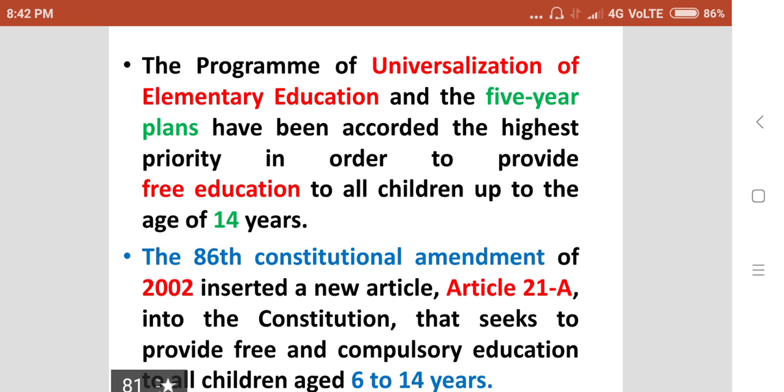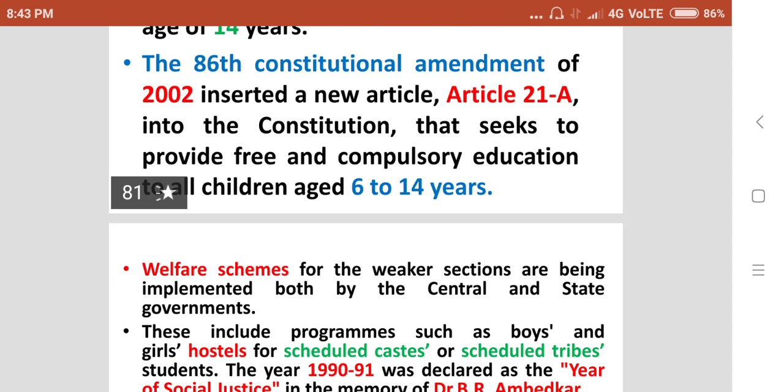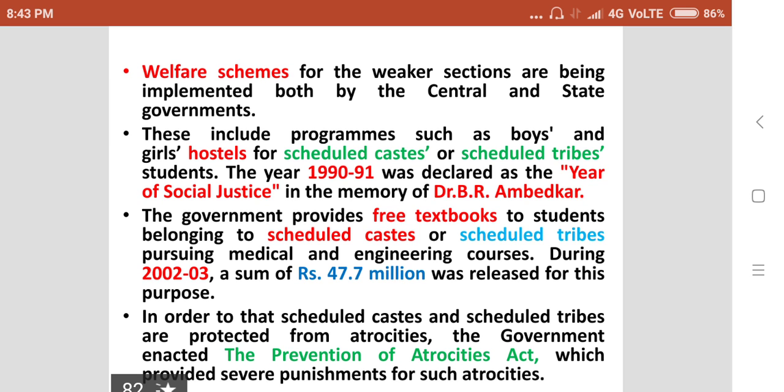The 86th Constitutional Amendment of 2002 inserted a new article, Article 21A, into the Constitution that seeks to provide free and compulsory education to all children aged 6 to 14 years. Welfare schemes for the weaker sections are being implemented both by the central government and state governments. These include programs such as boys and girls hostels for scheduled castes and scheduled tribes students.